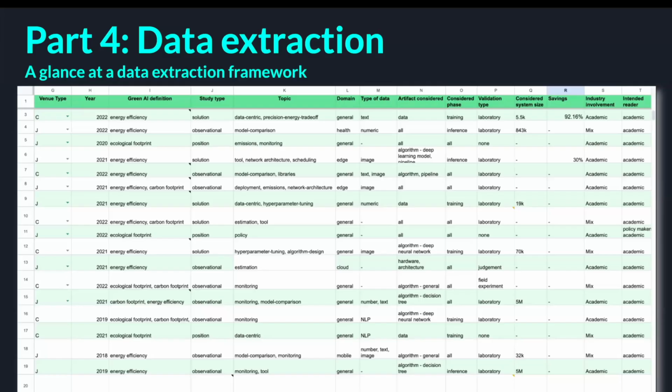And this is what it really looks like, right? So we have trivial fields, venue type, conference or journal. We have a year of publication, also a trivial field. And then we have how they define, for example, green AI, or what topics the paper covers, data-centric and precision energy trade-off. And this is basically the part of data extraction where you have a representation of the content of the paper according to your data extraction framework.